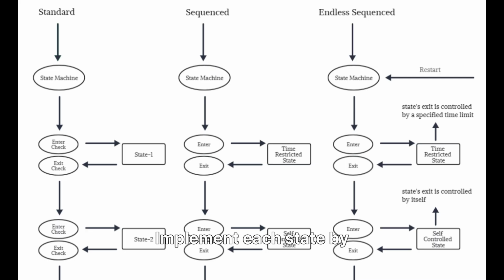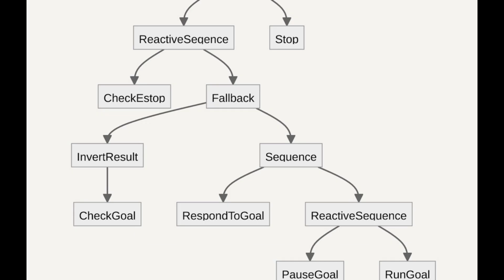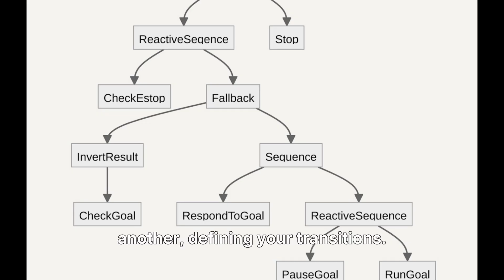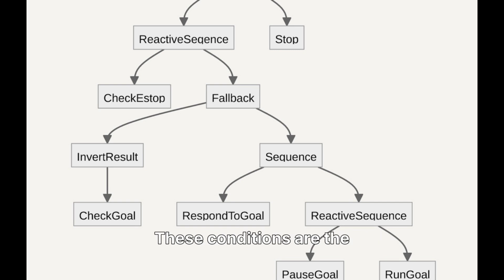Implement each state by creating classes that define the behavior and actions associated with that specific state. Each state class will contain the logic for what the NPC does while in that state. Determine the conditions that will trigger a change from one state to another, defining your transitions. These conditions are the rules that govern how your NPC moves between different behaviors.